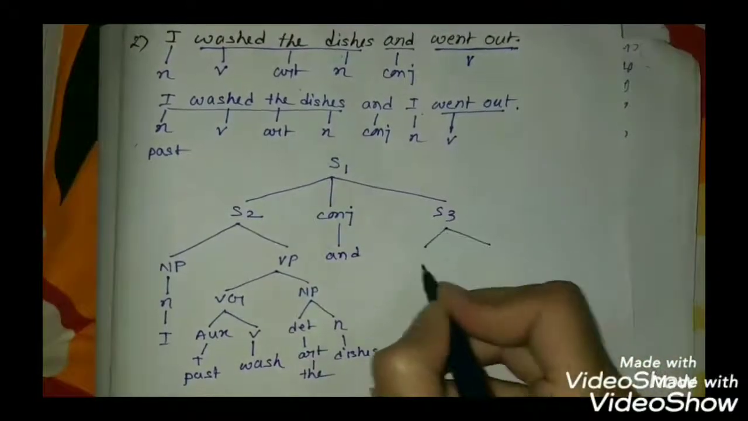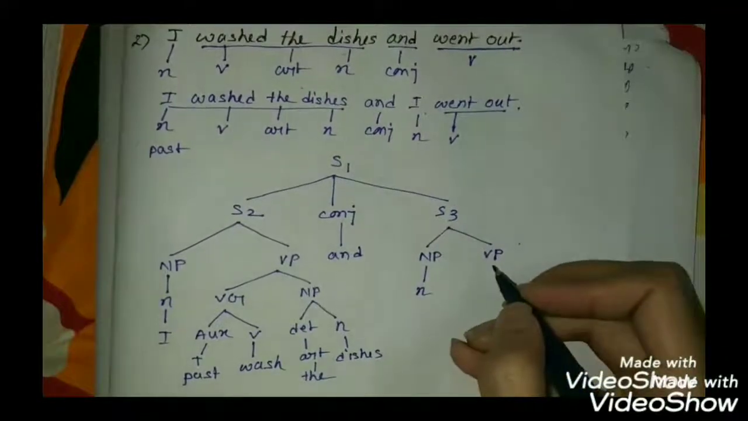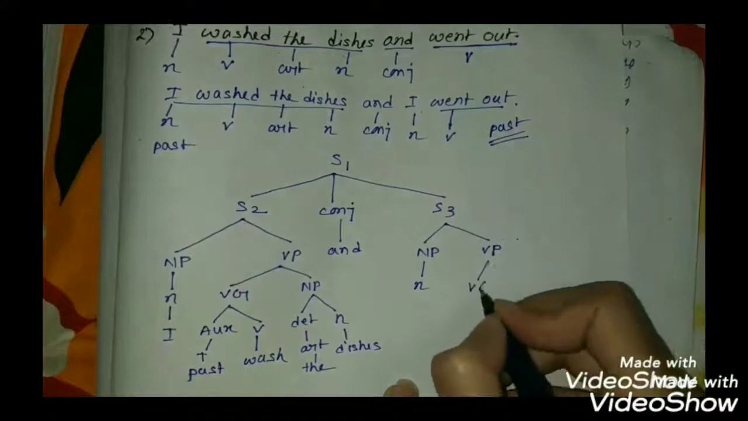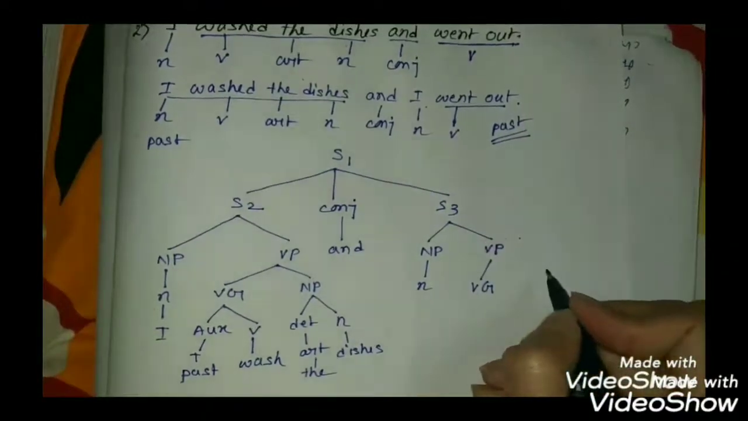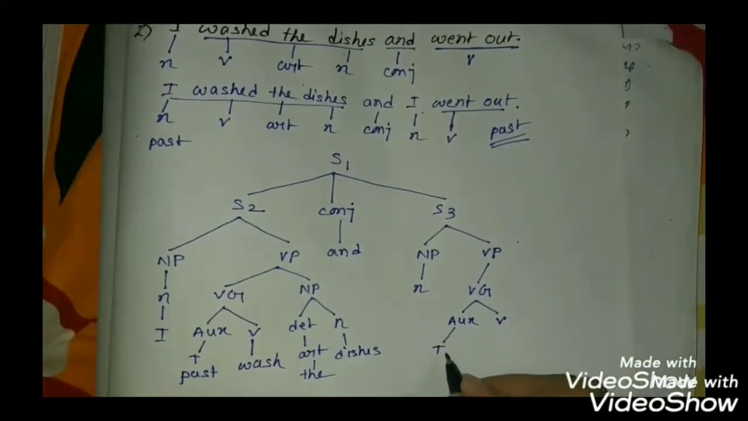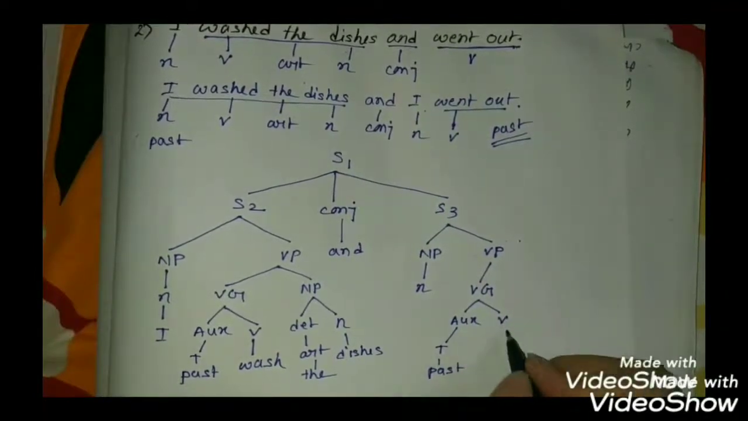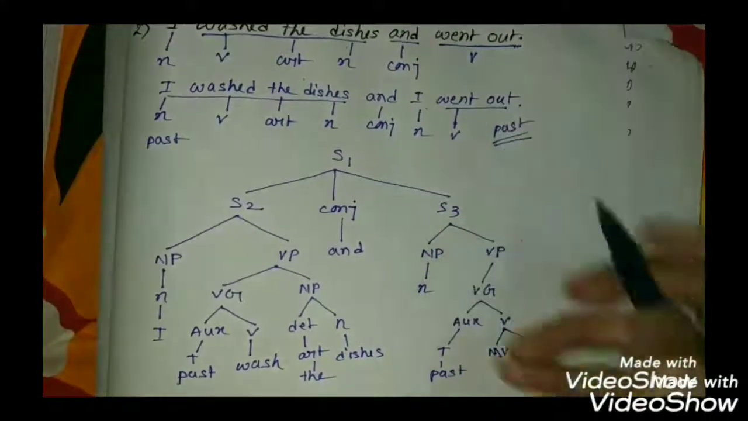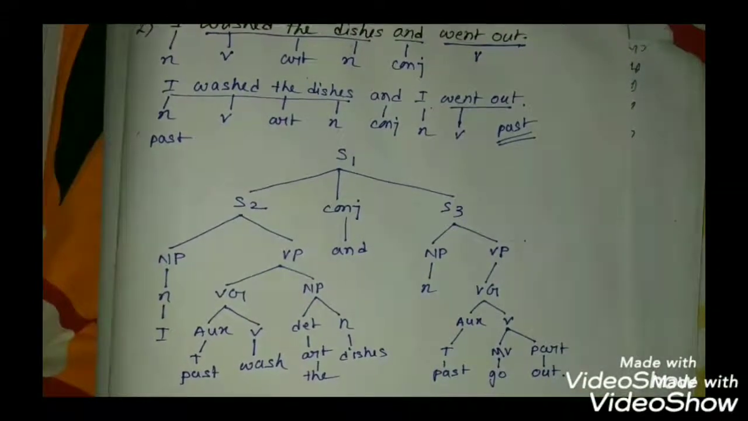So I went out, another sentence, NP VP. I is the noun, so I forgot to write the noun here, I. So it is in past tense, so VG, and we will not extract NP from here because there is no noun. So from VG, auxiliary and verb. Auxiliary is tense, past tense, and verb will be divided into MV and part because went is the main verb and out is the part. So we will write go out, therefore go and out.